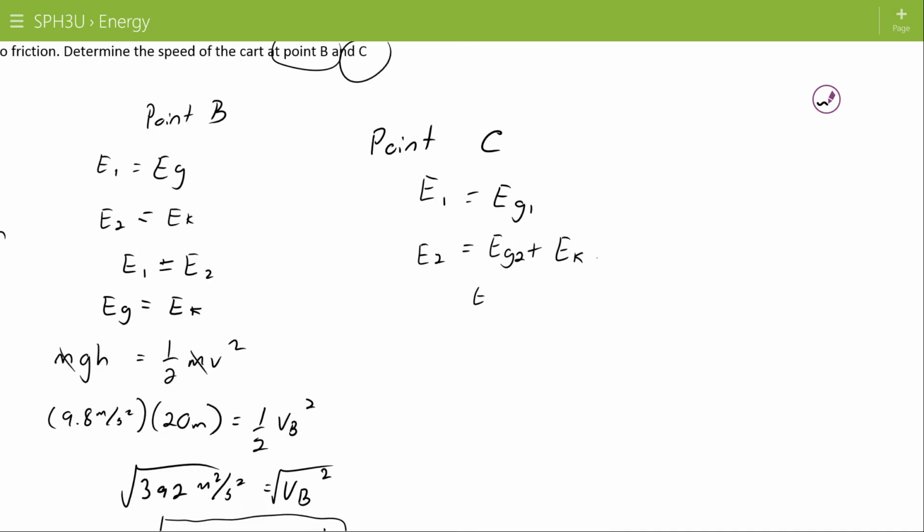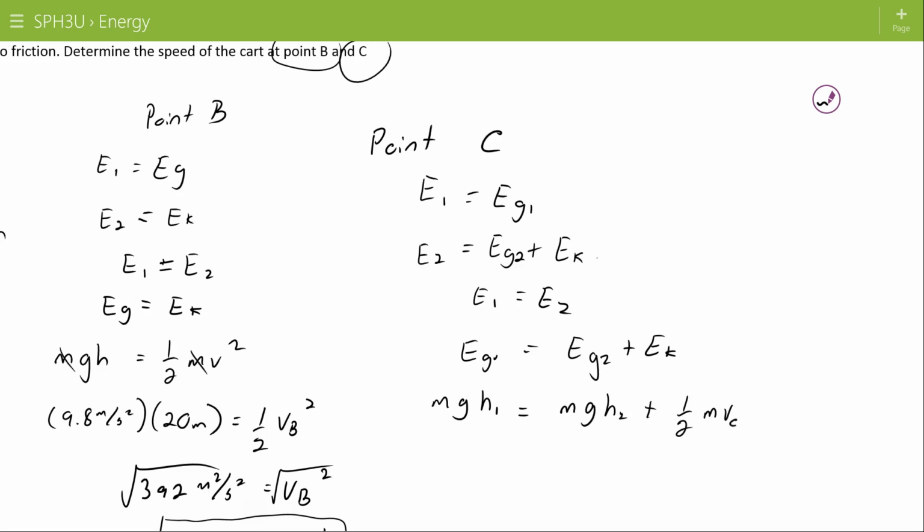So using the law of conservation of energy, where I recognize that the energy 1 is equal to the energy 2, what that means then is that I've got this EG1 initially, and that's getting converted into a gravitational potential energy that'll be slightly smaller, and what's left over is going to be kinetic. So here I have mass times gravity times height 1, which will be the 20 meters. Here I have mass times gravity times height 2, which will be the 10 meters. And some of that gravitational potential energy will be left over for my speed at C.